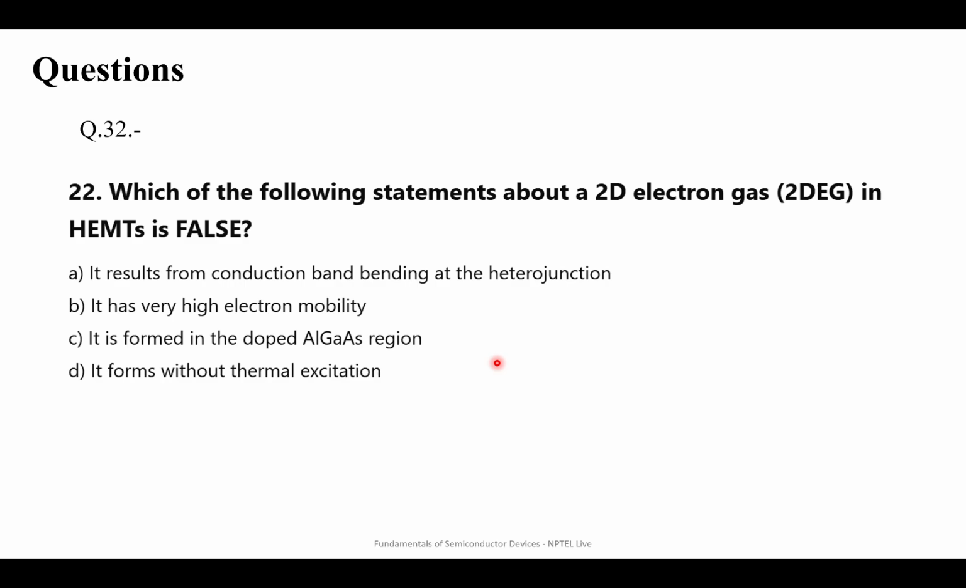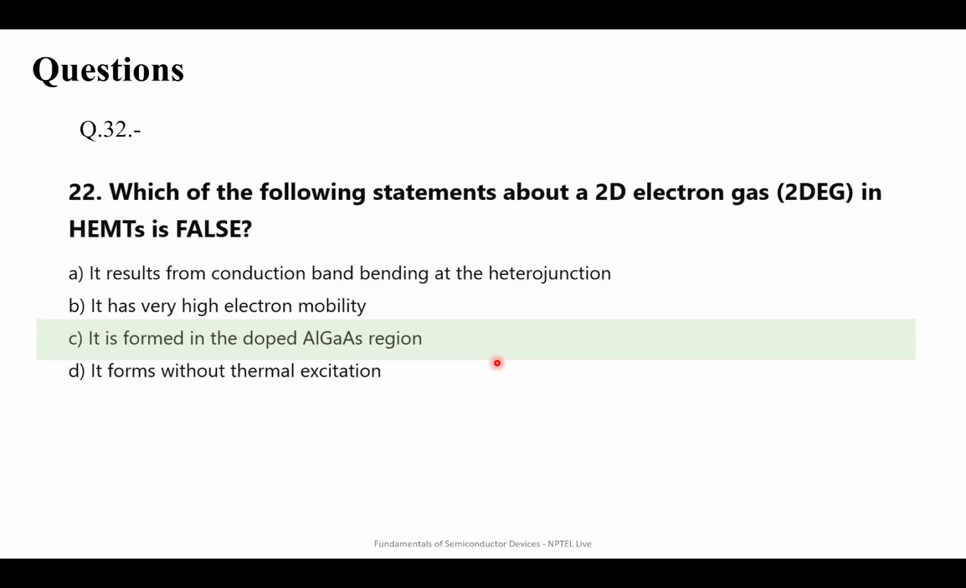Which of the following statements about a 2D electron gas in HEMT is false? It results from conduction band bending at the heterojunction. It has very high electron mobility. It is formed in the doped region. It forms without thermal excitation. D, sir. Option D. The answer is C. It is formed in the doped region.